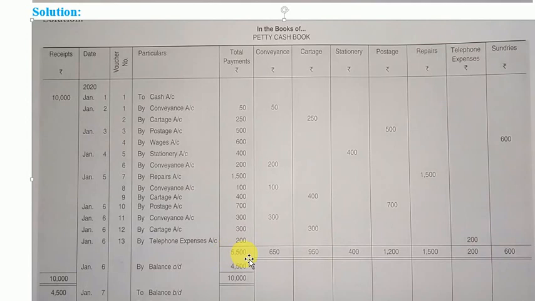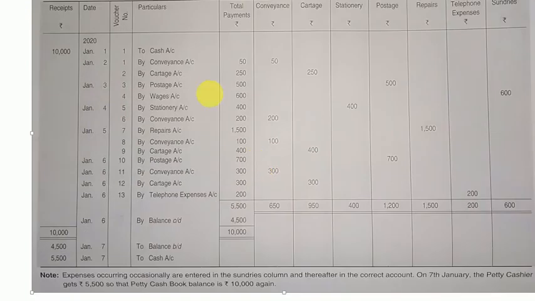At the end of the week the total expenses is 5500 rupees, isn't it? And we can find out total conveyance incurred 650, total cartage incurred 950, total stationery incurred 400 rupees, total postage incurred 1200 rupees, total repairs incurred 1500 rupees, total telephone expenses incurred within a week 200 rupees, and total sundries, that means other than these five expenses recorded in sundries, these expenses are 600 rupees at the end of the week, and the total expenses is 5500 rupees, isn't it?